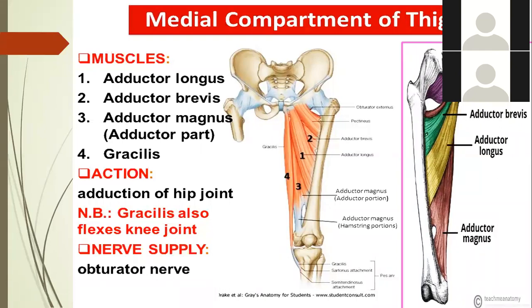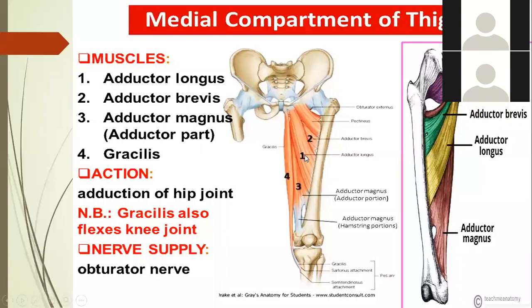I told you that when you remove the deep fascia from the front of the thigh, the immediate muscle that you identify is the sartorius. Similarly, in the medial compartment of the thigh, when you remove the fascia lata, the immediate muscle is called the gracilis. This is the most superficial muscle, number 4, the gracilis. It is called gracilis because it is cylindrical in shape.